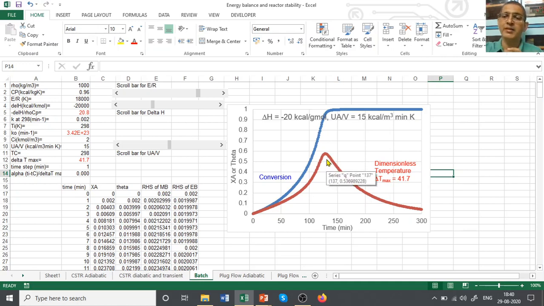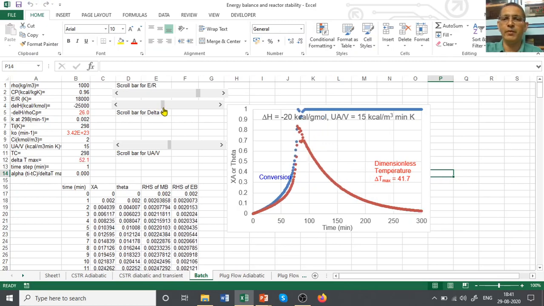And it's not just what the peak temperature is, but how fast it is rising, because that's the time available for us to respond. Within these 10 minutes, everything is happening. Increase it a little further, make it minus 25 kilocalories per gram mole.